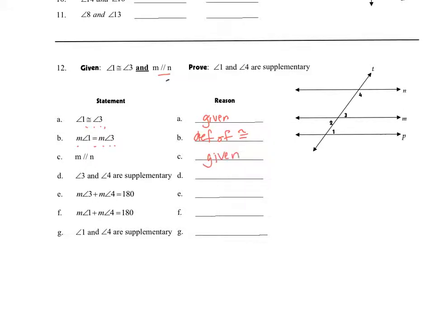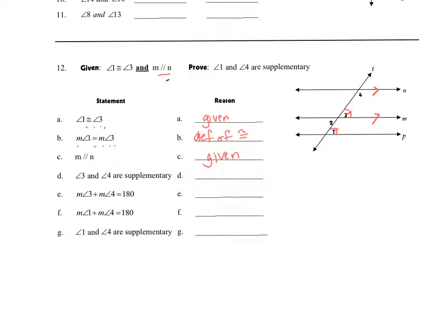So let's look at what we have over here. We are given that line M is parallel to line N, so I'm going to mark those off. And then we are told that the measure of angle 1 is congruent to the measure of angle 3, so I'm going to mark those off. Okay. Now I'm going to look at the next thing that is told to me.